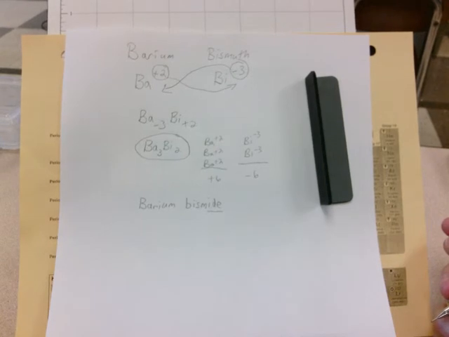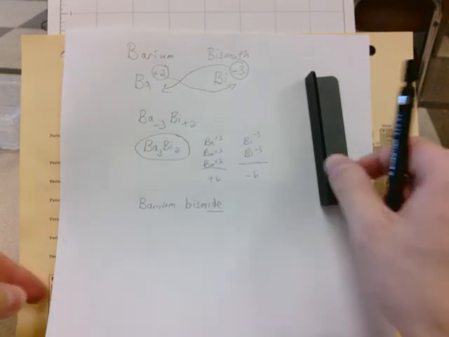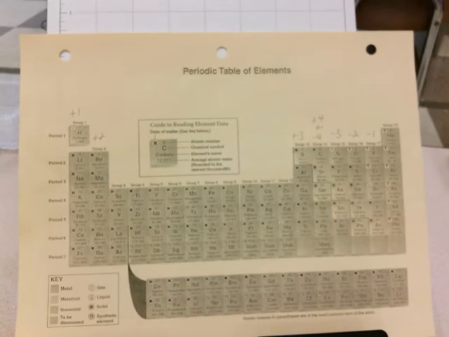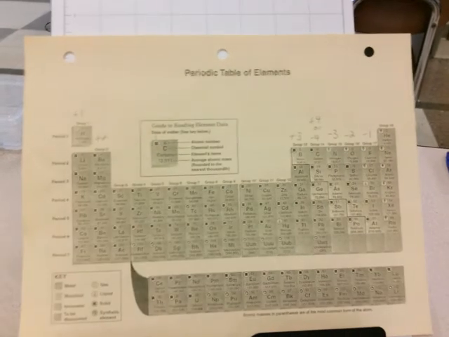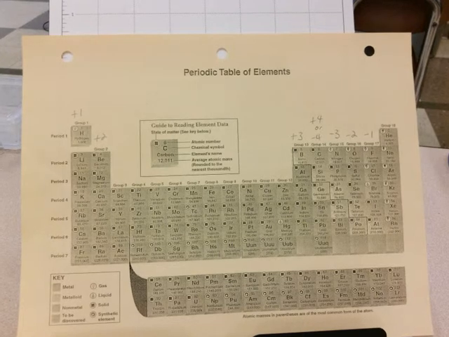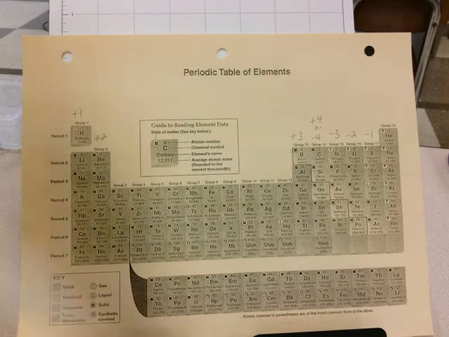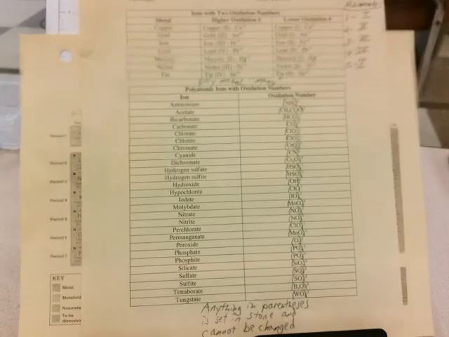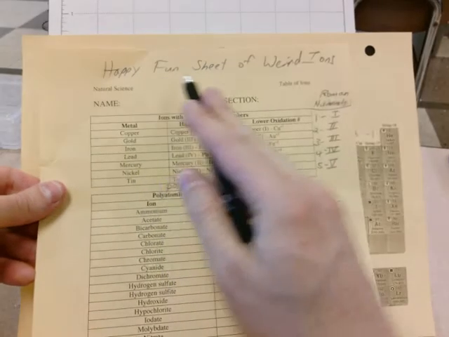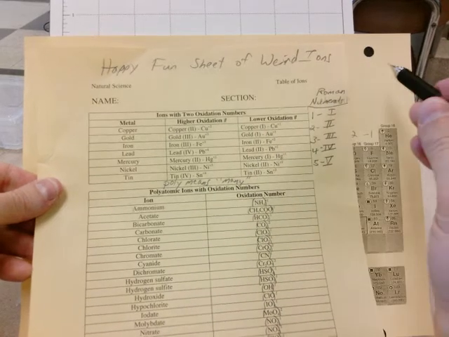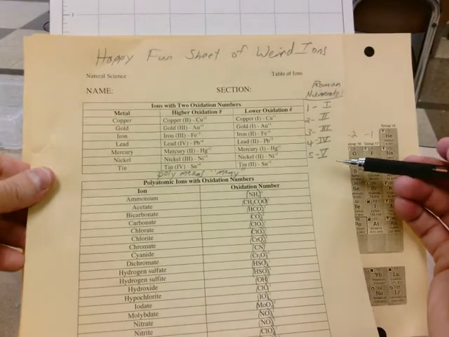So there's our final example, barium combined with bismuth. Let's do one more. But this one I want to make a little bit more complex. This one I want to be based off of our Happy Fun sheet for weird ions. So here's our Happy Fun sheet, at least part of it that you can see right here. You know it's the Happy Fun sheet because it says Happy Fun sheet of weird ions. Awesome. Roman numeral guide on the side.